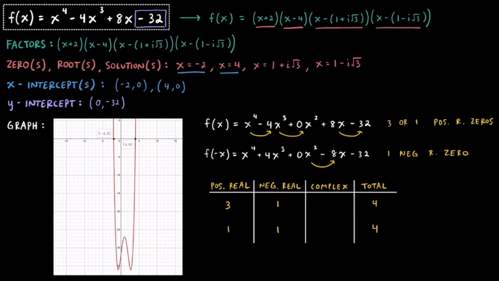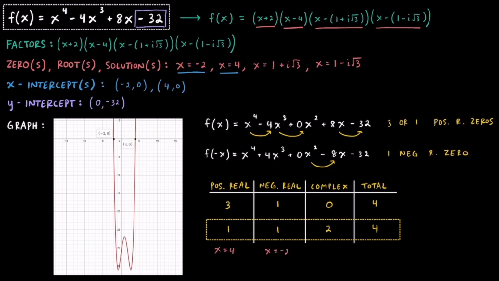If the positive, negative, and complex zeros have to add up to 4, that means that there could be either 0 complex solutions here or 2 complex solutions here. And based on all the hard work that played out earlier, we knew that this second scenario played out. Our positive real zero was x equals 4, our negative real zero was x equals negative 2, and our 2 complex zeros were x equals 1 plus i root 3 and x equals 1 minus i root 3.